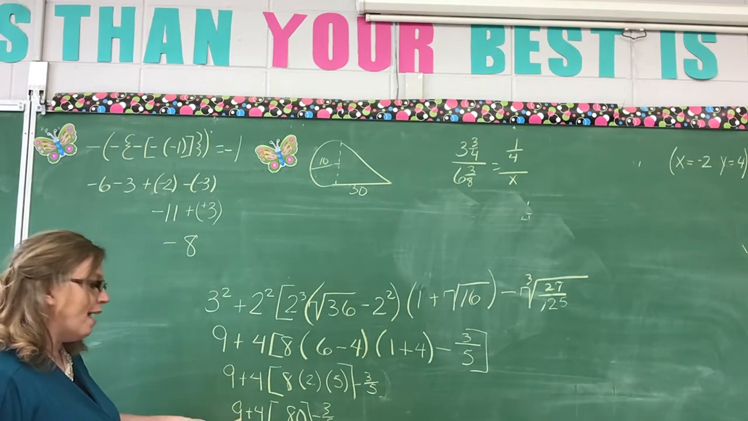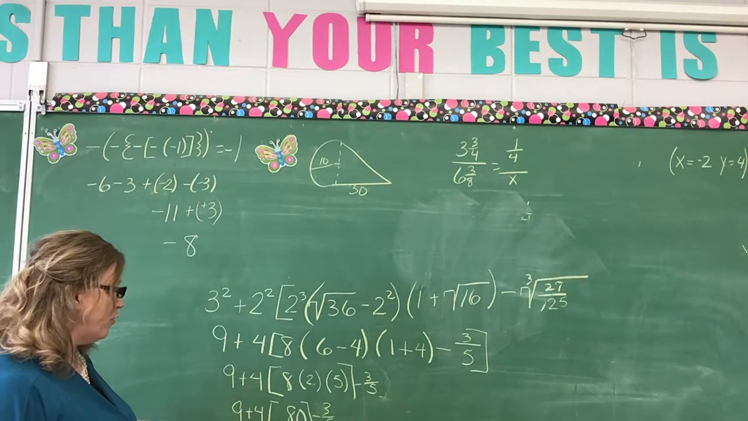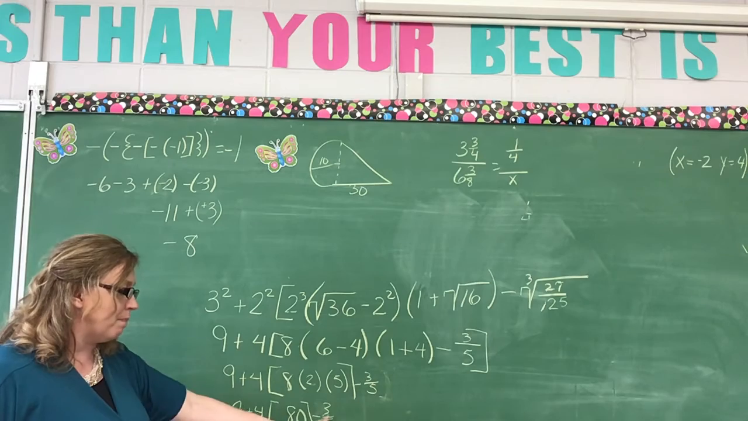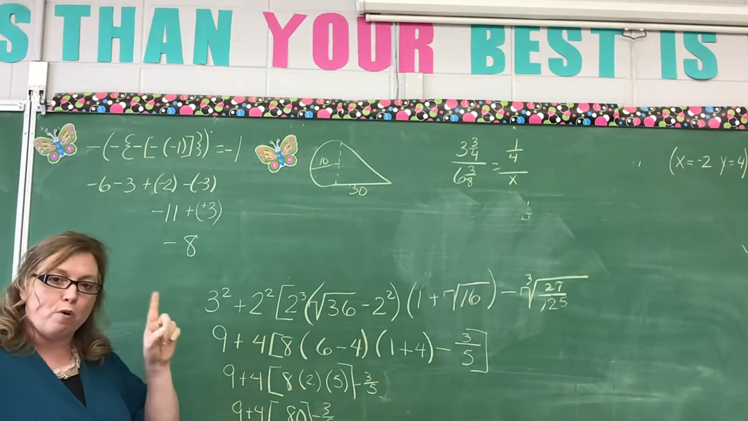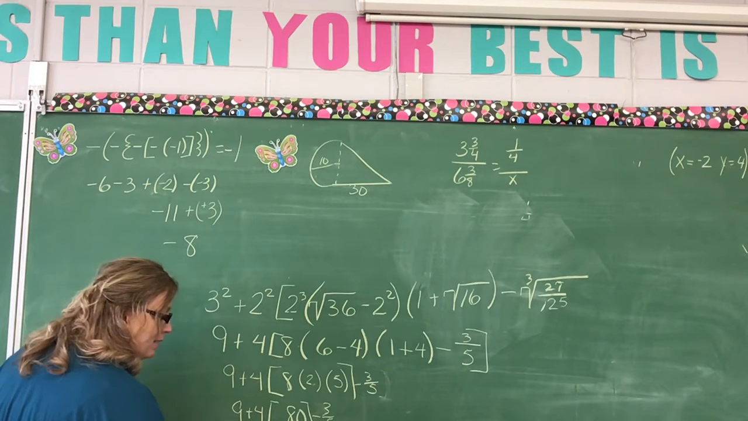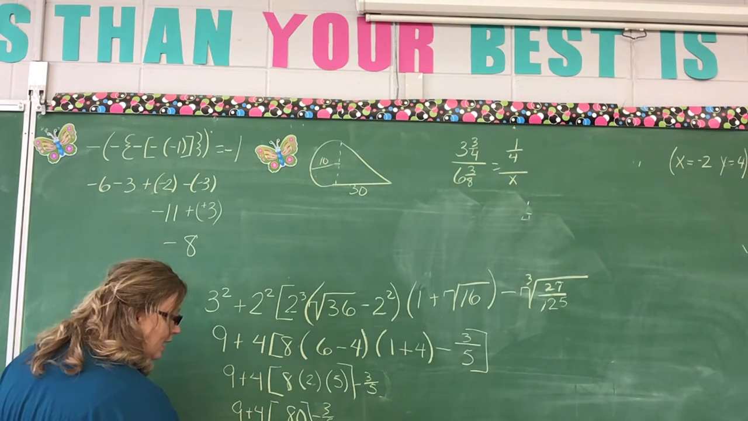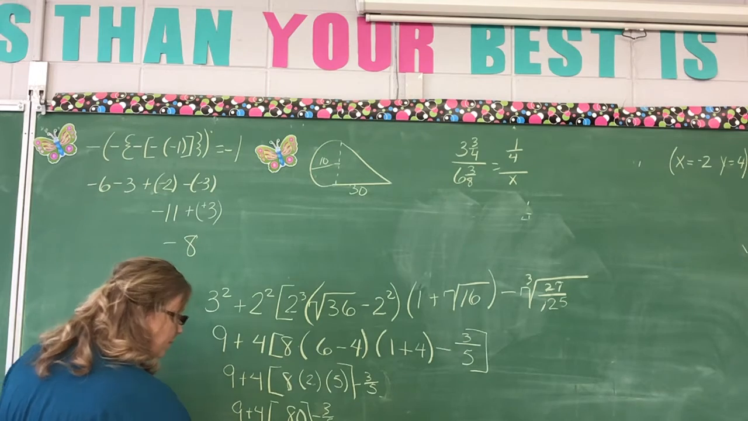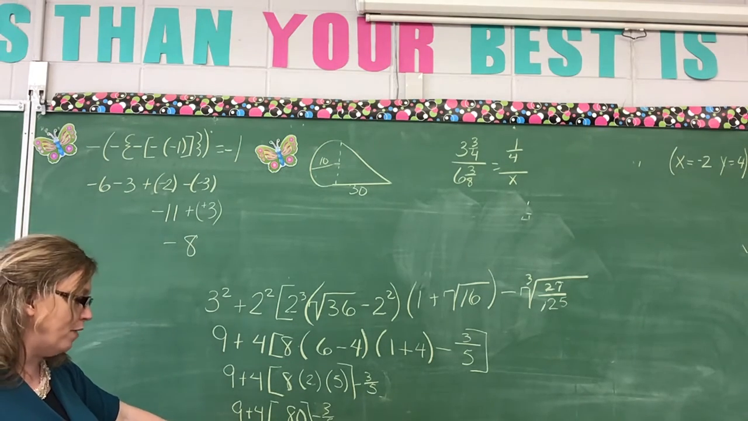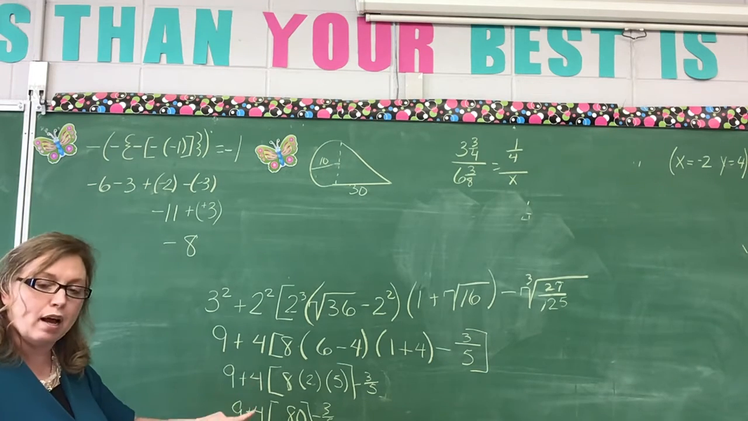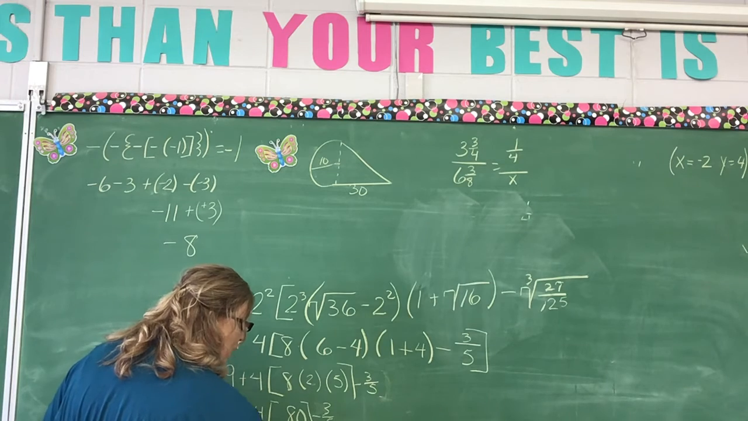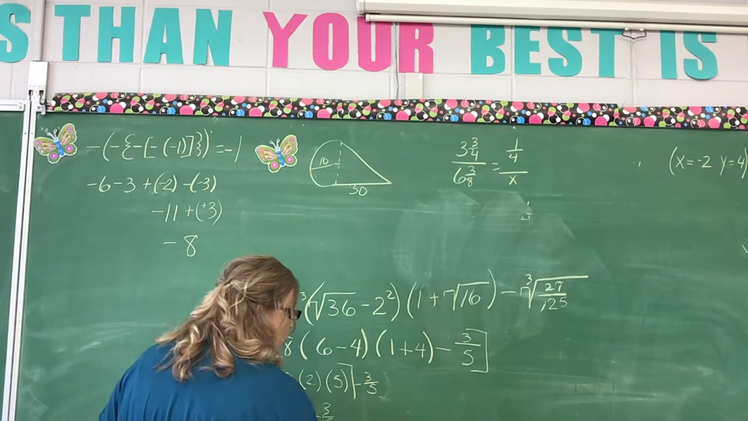Now, we have to look at the order again, and it's getting a little low for you to see, but I have 9 plus 4 bracket 80 bracket minus 3/5. So I'm going to take my 4 and my 80 and say 9 times 4 times 80 is 320 minus 3/5. Now I have 9 plus 320 minus 3/5. Well, that's 329 minus 3/5. My answer is going to be 328 and 2/5.